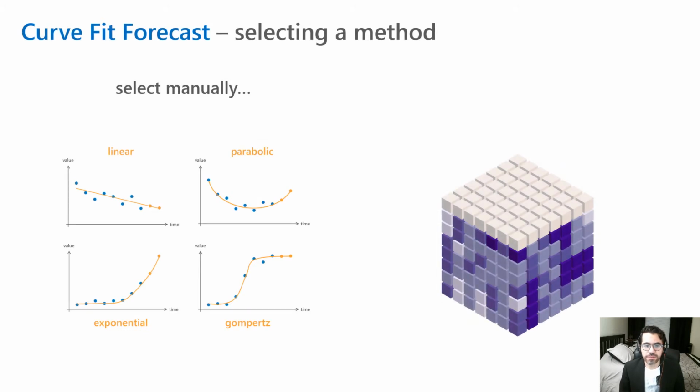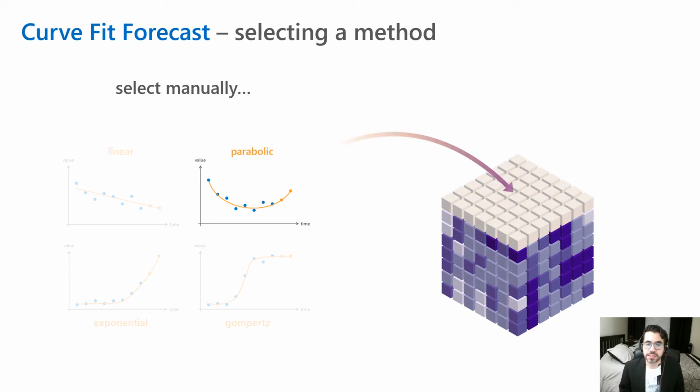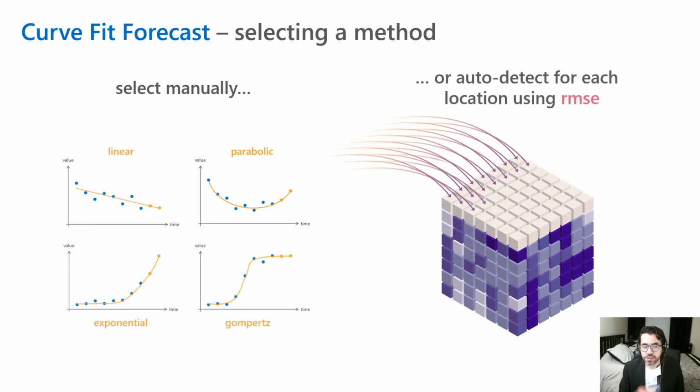And a single curve type from these four methods can be selected manually, and in that case, it can be applied to the entire spacetime cube. For example, you may select parabola as a way to describe all of the patterns in your entire data set. Or alternatively, the tool can evaluate and auto-detect the most appropriate curve type for each location.